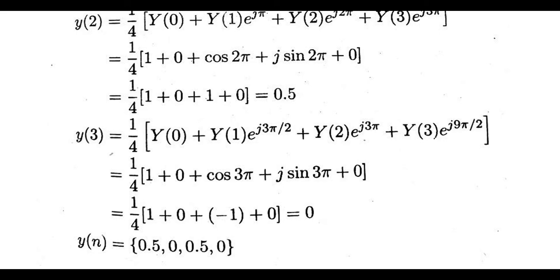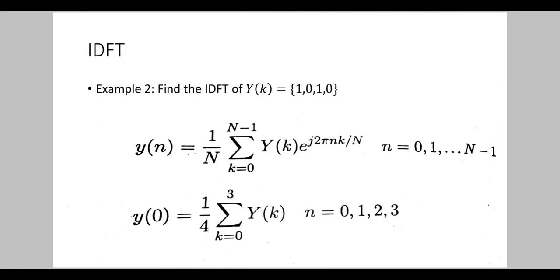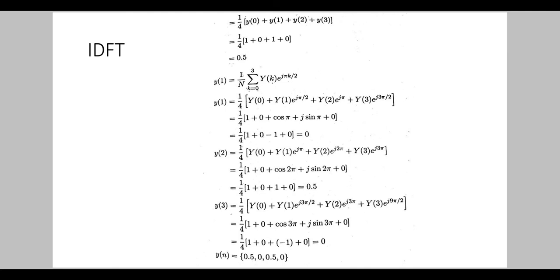So we are getting the final answer y of n is equal to 0.5, 0, 0.5, 0. Here we got the inverse discrete Fourier transform of the given signal y of k is equal to 1, 0, 1, 0 as y of n is equal to 0.5, 0, 0.5, 0.